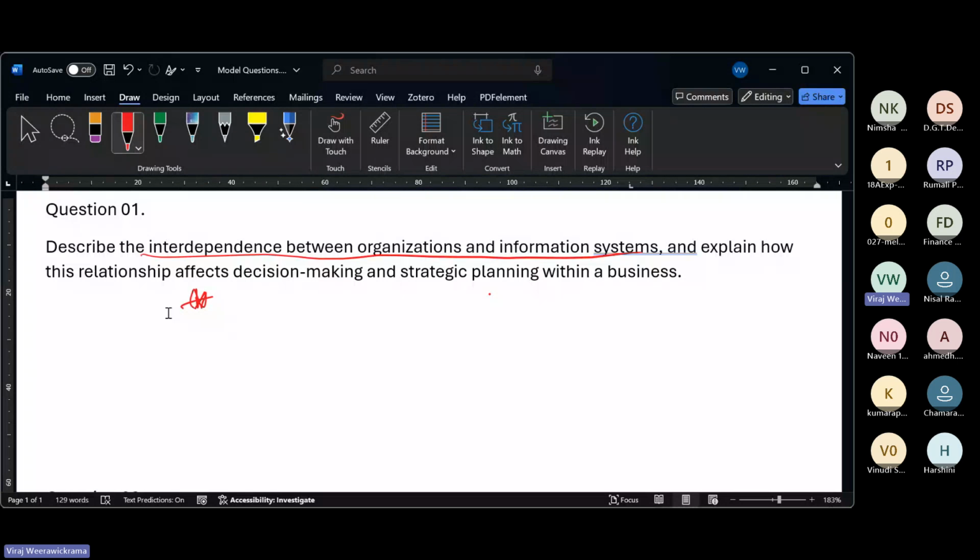Just hurry up. Take 2 to 3 minutes and finalize your answer. You can finalize your answer point wise, since there's no time to write down the answer. First of all, identify the interdependence between the organization and information systems. Then let me know how it impacts the decision-making process and strategic plan. Just take 5 minutes, then I will ask questions.